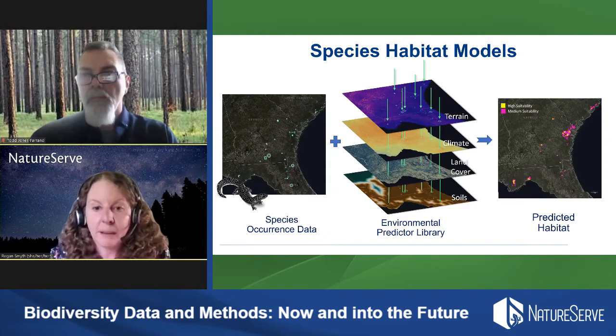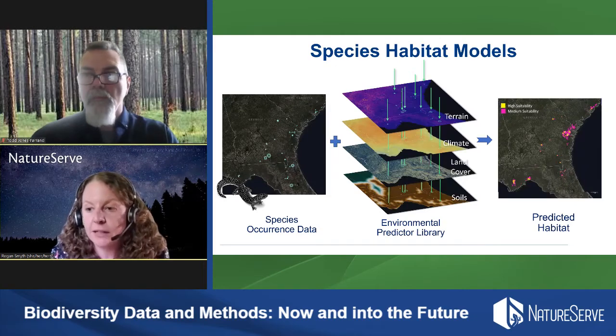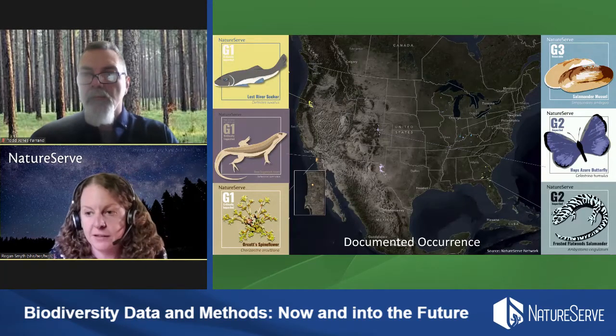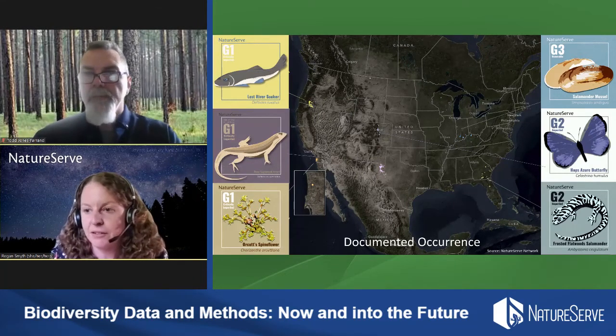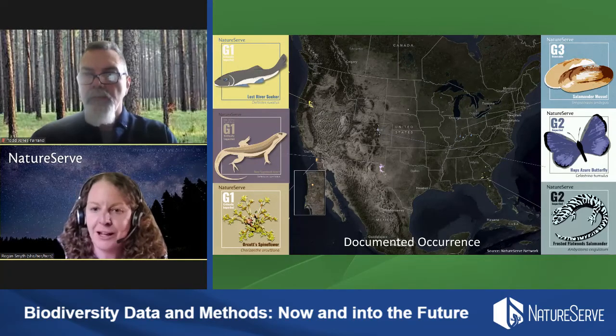So over the past couple of years, we've really been working hard to do this. This is looking at six species, just a representation of some of the species we tracked, showing those documented occurrence data, the blue dots from the first map.